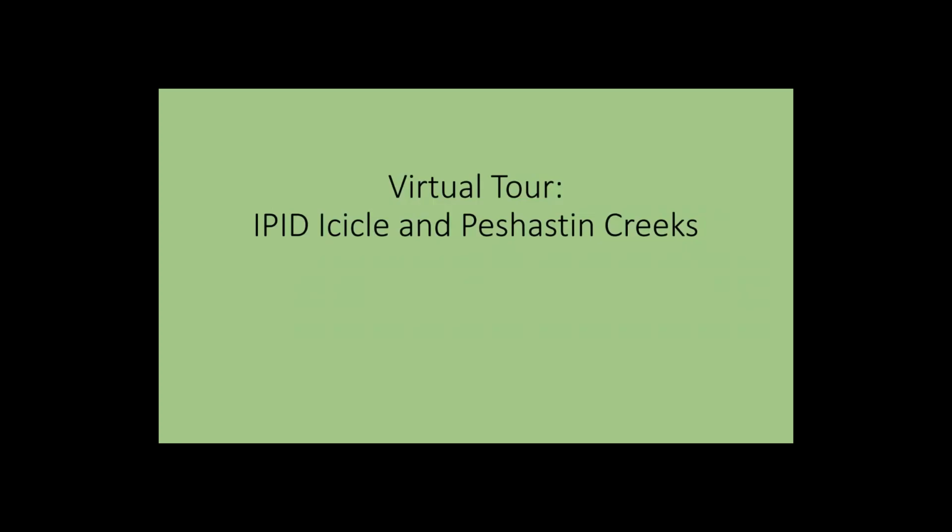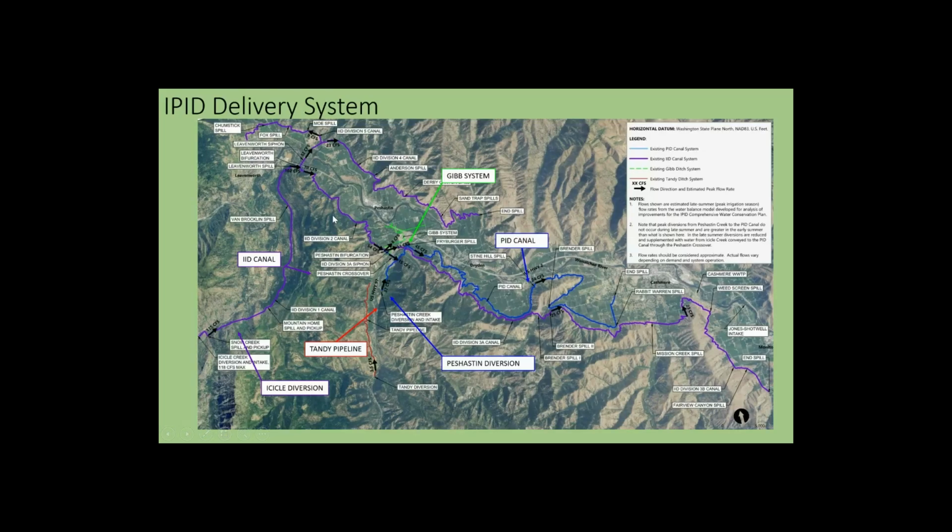So I'm going to take you on your virtual tour, since we didn't get to go on a tour, and it probably would have been canceled anyway with all the smoke and the fires. I want to orient you to the Icicle and Peshastin systems. I think the graphic that I had previously was helpful, but I want to show a little more detail here.